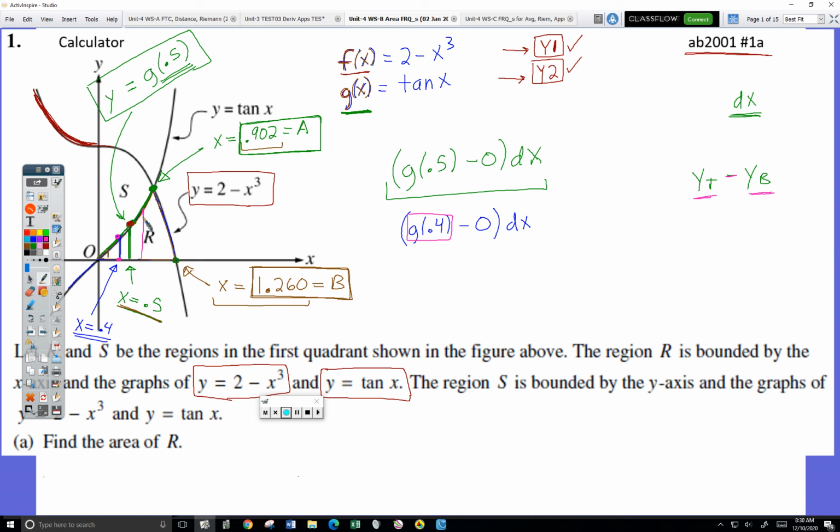There is a general formula that will work for any of those rectangles. Raise your hand if you can tell me, what's the general formula for finding the area of any of those rectangles? We wrote down that to find the area of the green, it's g of 0.5 minus 0 times dx. To find the area of the blue, it's g of 0.4 minus 0 times dx. What would be the general formula, meaning a formula that has a variable within it, so I can find the area of the brown, blue, green, pink, any of them?